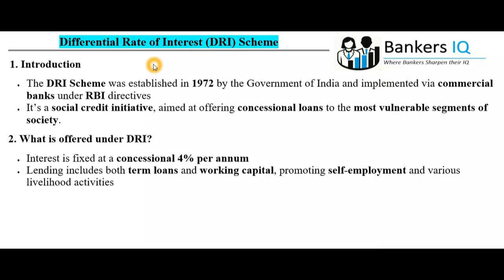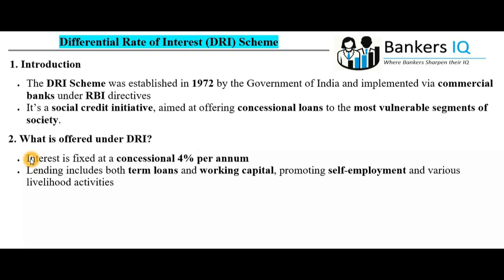In this video, I explain the DRI scheme, the Differential Rate of Interest scheme. Introduction. The DRI scheme was established in 1972 by the Government of India and implemented via commercial banks under RBI directives. So it is a social credit initiative aimed at offering concessional loans to the most vulnerable segments of the society. So what is offered under differential rate of interest?